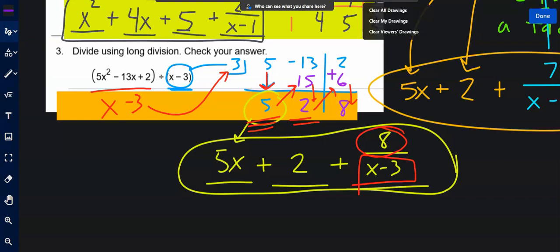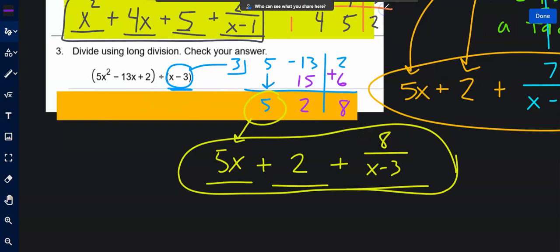Pause all this when you get to a place where you need to, just make sure you're pausing and then listening as we go, because I know I'm going a little bit fast.